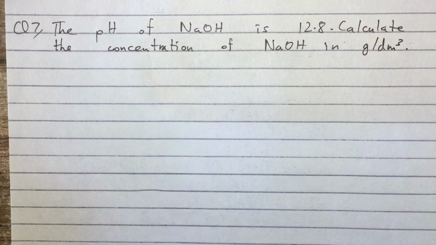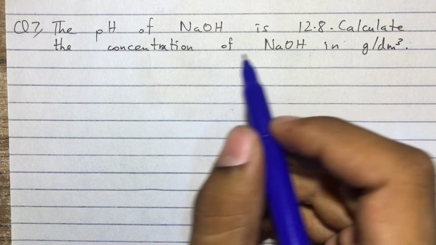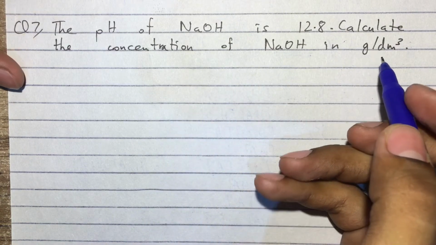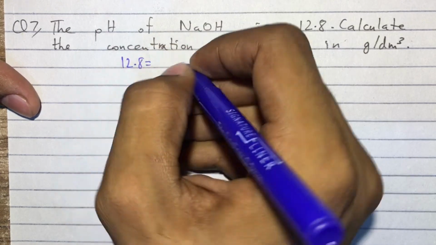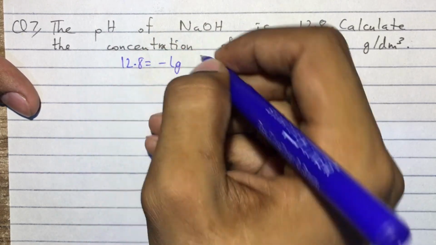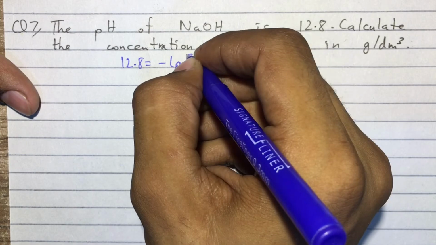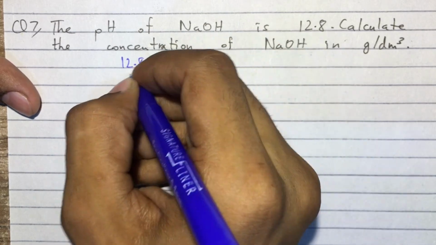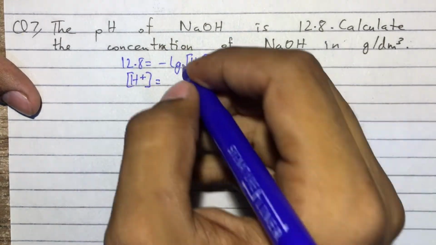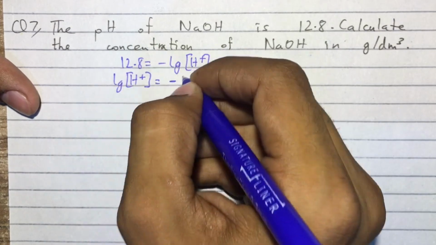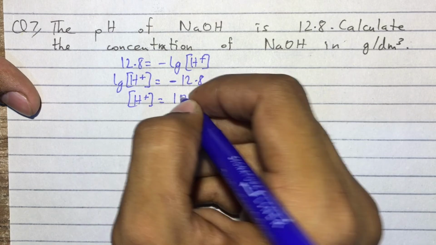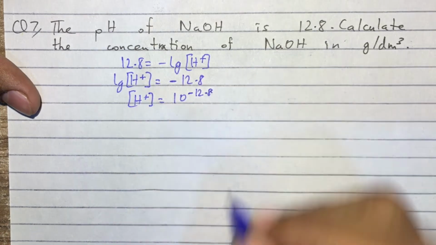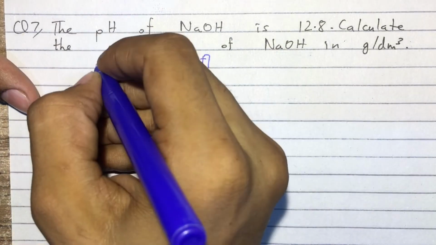Now the next question is, the pH of NaOH is 12.8. Calculate the concentration of NaOH in gram per dm cube. Okay, so 12.8 is the pH, that is negative log H plus concentration. So log of H plus concentration will be negative 12.8. H plus concentration will be 10 power negative 12.8. Right, this was the first step.